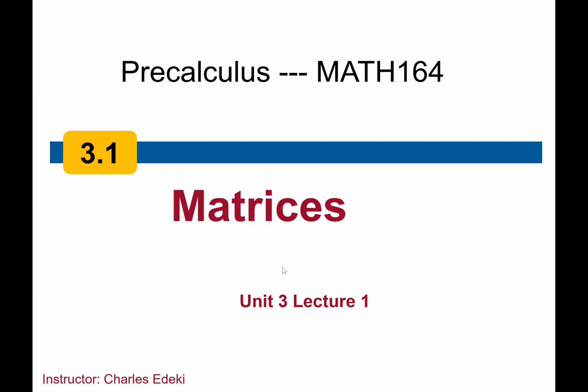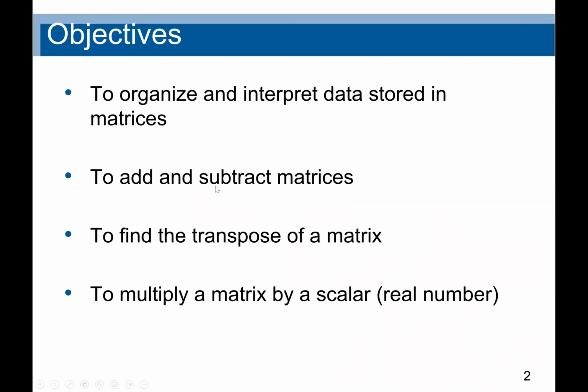This lecture covers chapter 3 of our course textbook, which is Matrices. Our main objective is to learn how to organize and also interpret data stored in matrices. We're also going to learn how to add and subtract matrices, and also how to find the transpose of a matrix. We're also going to learn how to multiply a matrix by a scalar. A scalar will be any real number.